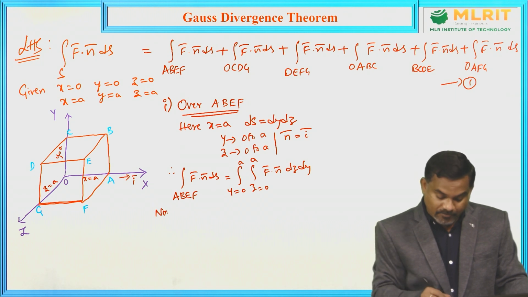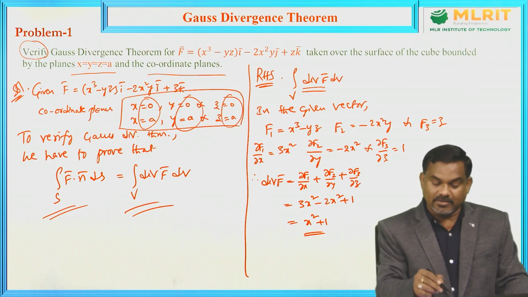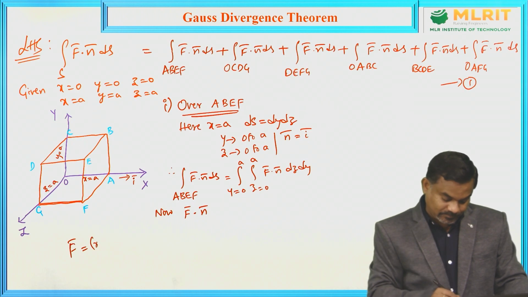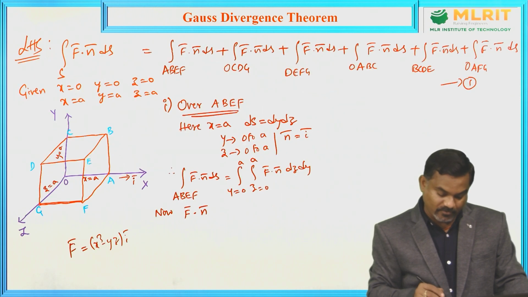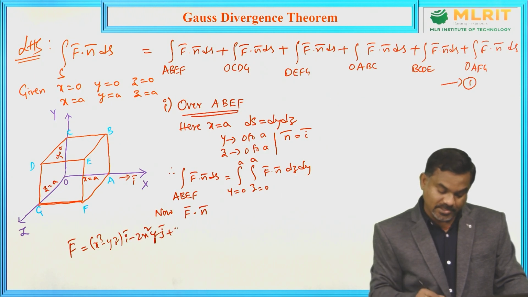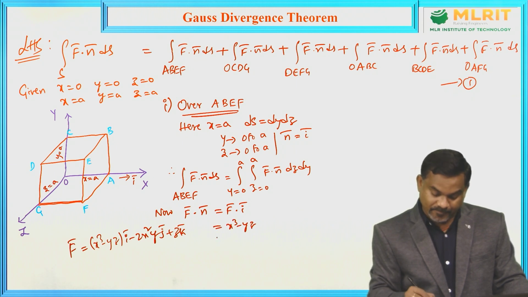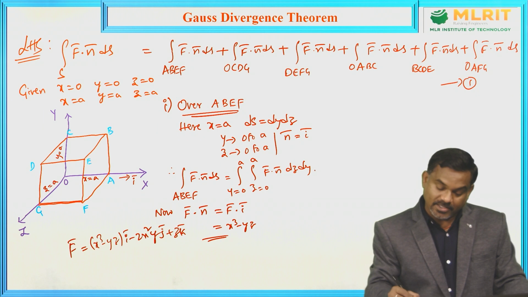Now f bar dot n bar. What is the given vector? Go back. F bar dot n bar. So f bar is (x cube minus yz) i bar minus 2x square y j bar plus z k bar. This is f bar. Now f bar dot n bar, n bar is i bar here. So f bar dot i bar is x cube minus yz. This is f bar dot n bar. So let us calculate this.